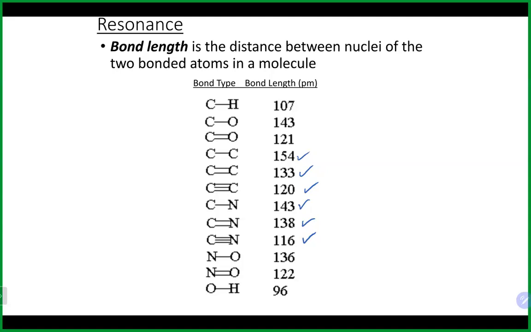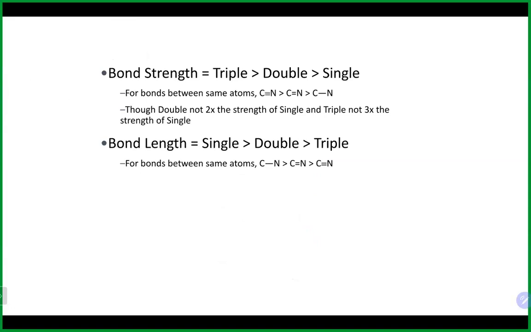So a single bond is typically longer than a double bond, and a double bond is longer than a triple bond. And that also relates to strength as well. A triple bond is stronger than a double bond, and a double bond is stronger than a single bond. It's not like it's 3 times as strong or anything like that, but that is the general trend you see.